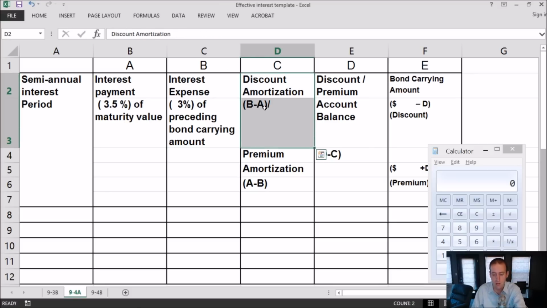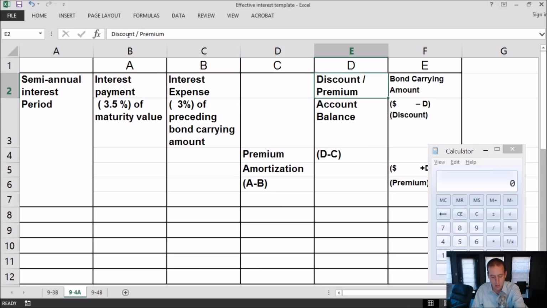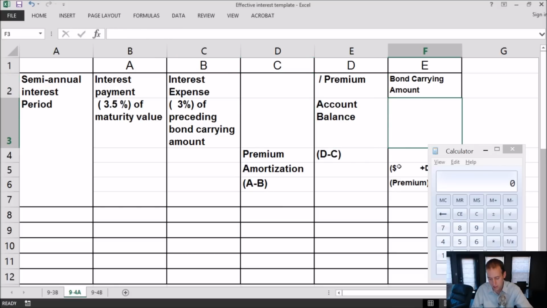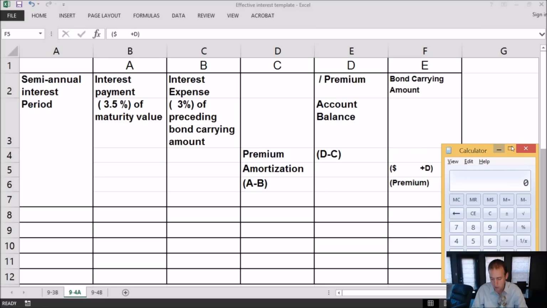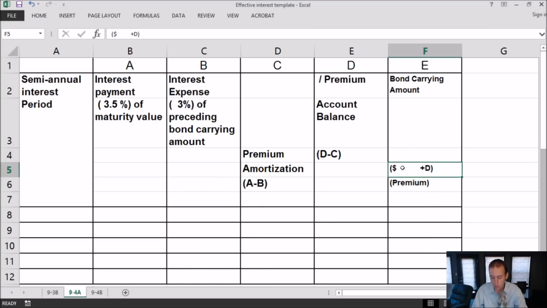It's not a discount, so I'll delete the word discount, and I'm going to delete the cell related to discounts. It's a premium, and the blank plus D is the future value of the bond, the amount we have to pay back at the end of the bond, the face value, I guess, is the word I was looking for. And the face value of our bond is 100 grand.